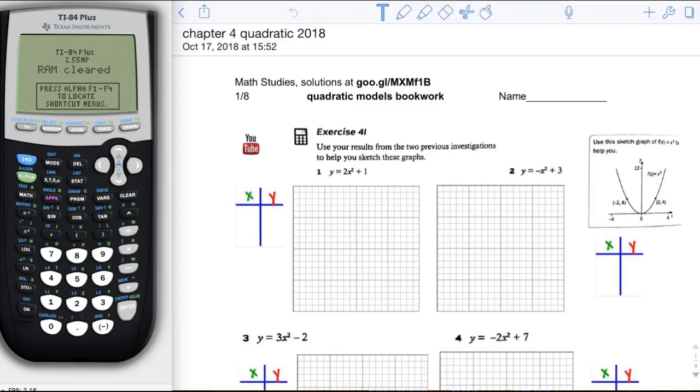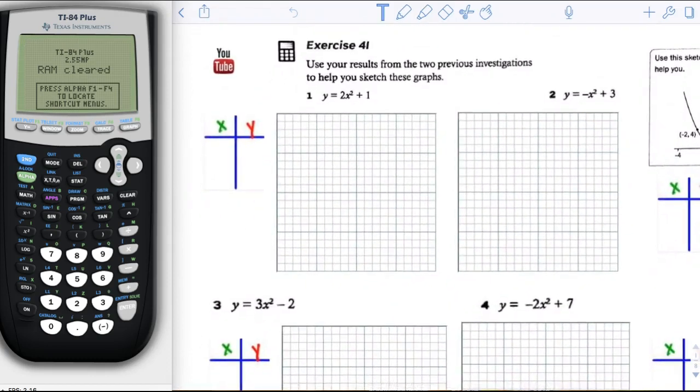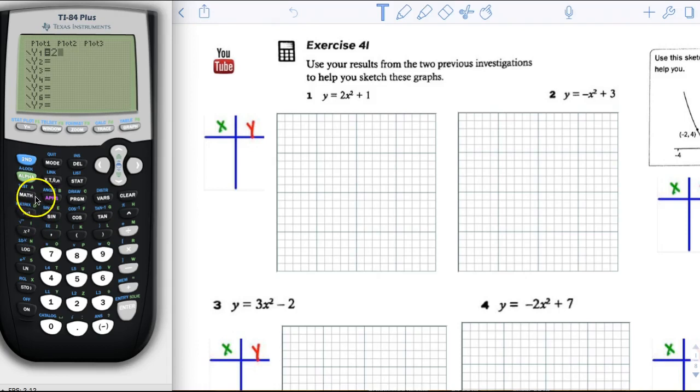Okay, page 1 of quadratics for math studies. Use your results from the two previous investigations to help you sketch these graphs. Of course, the first thing we're going to do in math studies whenever they give us an equation is put it into y equals, and type it in to see what we get. 2x squared plus 1. And we're going to graph it.